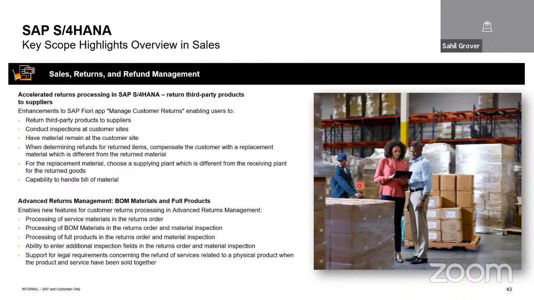So we already know that we have a very effective sales return and refund management, where you can create a return order, you can create lean returns, you can use the managed customer return apps where you can create your returns. So now it is also possible to return third-party products to suppliers. You can also incorporate inspections at customer sites in the return. When determining the refund for return items, you can compensate the customer with a replacement material. So if you don't want to give a debit memo, you want to replace with a material, that is also possible. And for a replacement material, you can choose a supplying plant which is different from the receiving plant. So if you want the replacement material to be delivered from somewhere else, that is also possible.